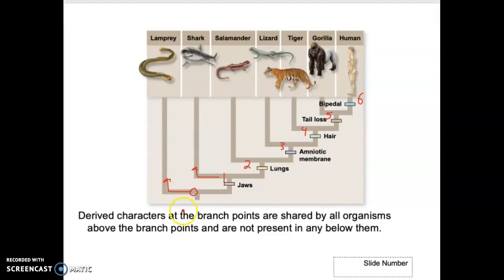Lampreys evolved first, then this trait shows up of jaws, that leads to our sharks, then lungs evolve, that leads to salamanders, then amniotic membrane leads to lizards, and so on as we move up the evolutionary picture. So the derived characters, those unique traits, go at the branch points. Branch point is just where you have a fork in the road. And that helps us figure out when things evolved and differed, but then also when those species shared common ancestors.